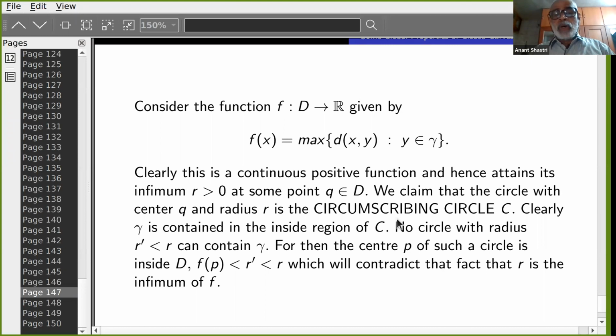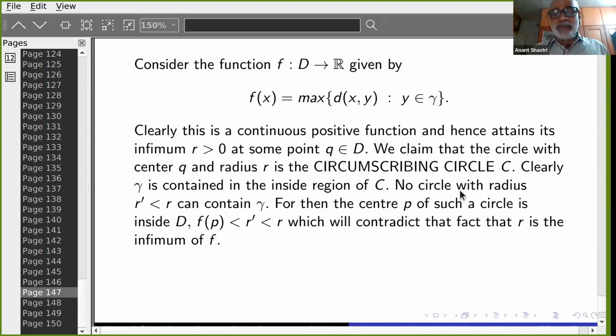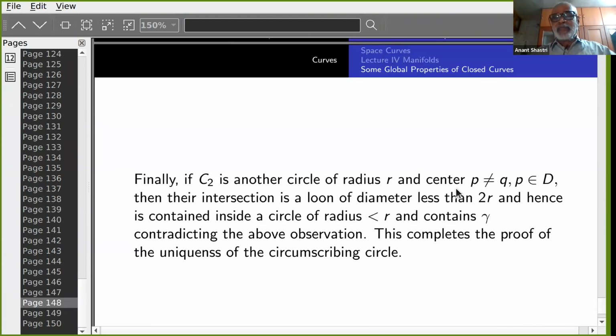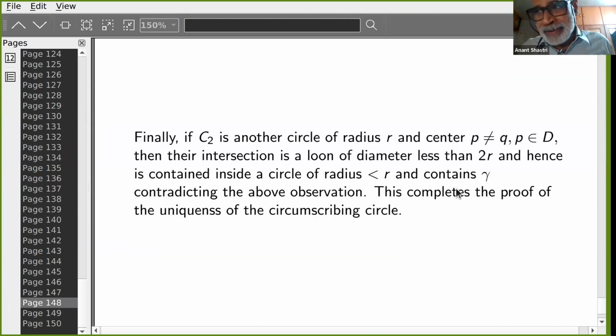So we have defined the circumscribing circle as the circle with the shortest radius containing gamma. And we have shown that this exists. And it is unique. So let us see why this is unique. The uniqueness part we have not yet seen. Only then can we say the circle. There may be many. So here is the proof.